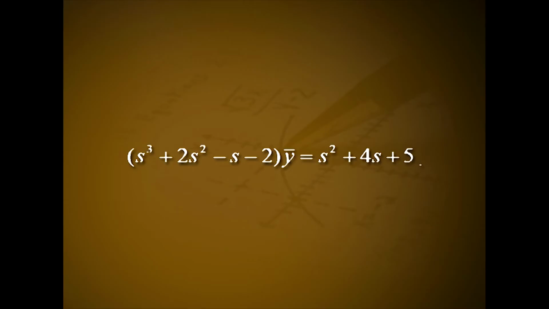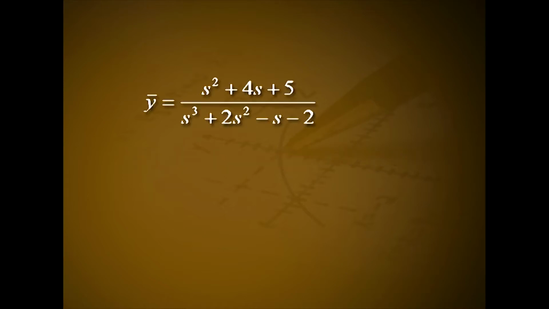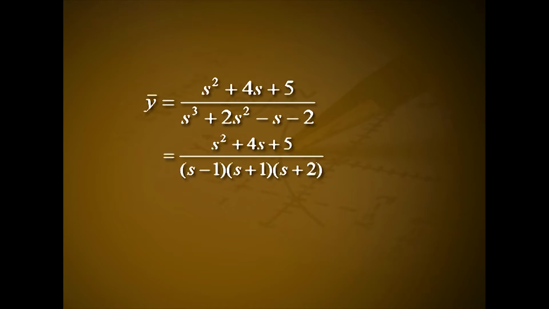(s^3 + 2s^2 - s - 2) y bar = s^2 + 4s + 5. Therefore, y bar = (s^2 + 4s + 5)/(s^3 + 2s^2 - s - 2), which equals (s^2 + 4s + 5)/((s - 1)(s + 1)(s + 2)). That is equal to 5/(3(s - 1)) - 1/(s + 1) + 1/(3(s + 2)) by resolving into partial fractions.